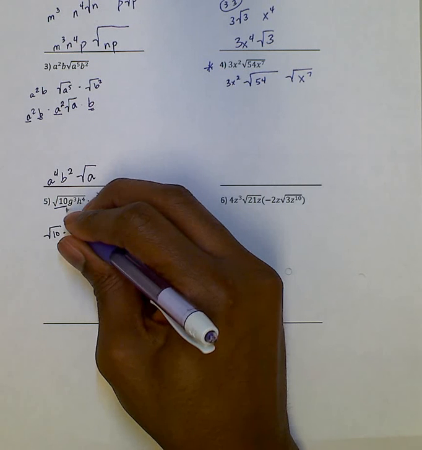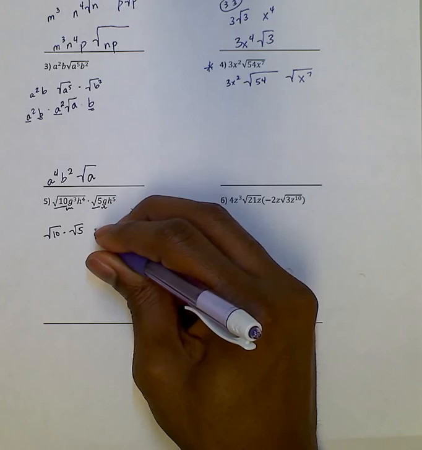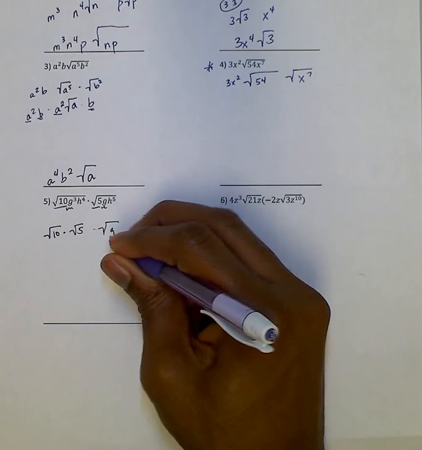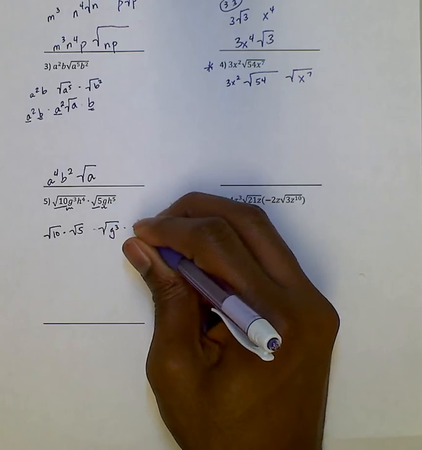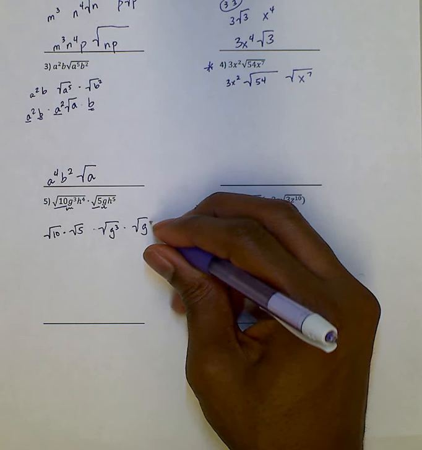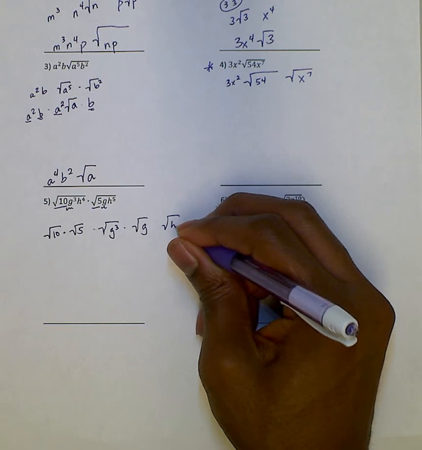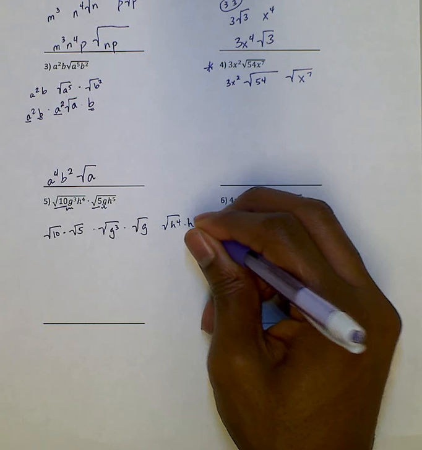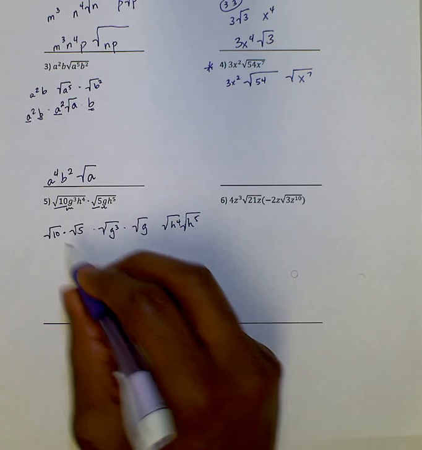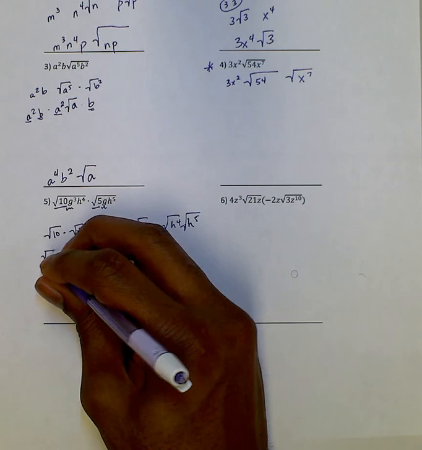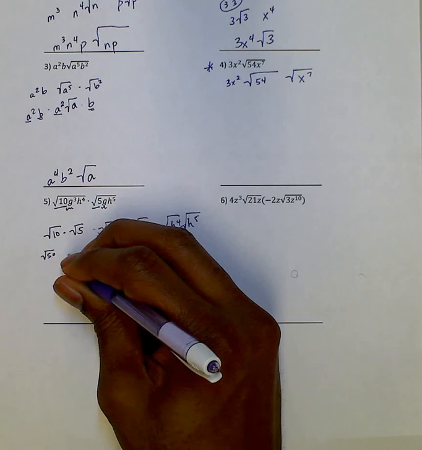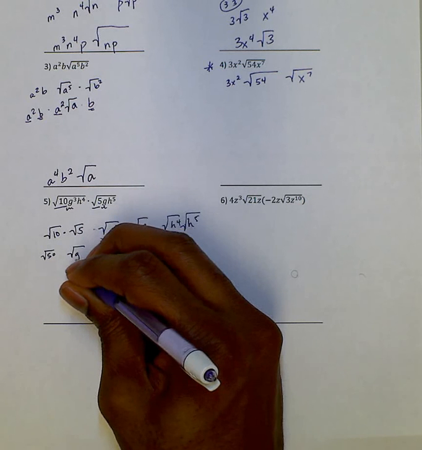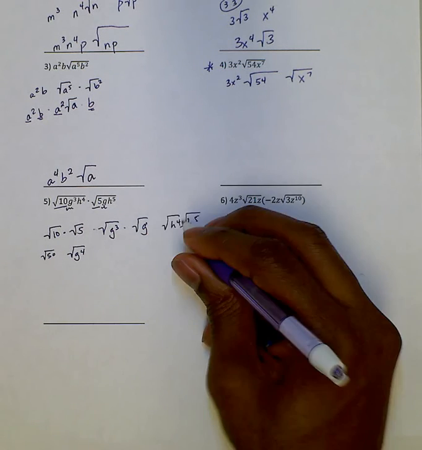We've got the g's we'll put together. So radical g cubed times radical g. We have the h's that we'll put together. So radical h to the 4th, radical h to the fifth. Alright, so when we multiply all this together, we have radical 50. We have radical g to the fourth. That's g to the third. We have radical h to the ninth.